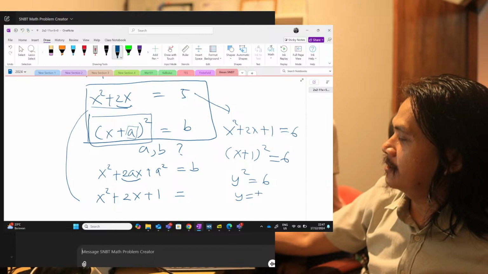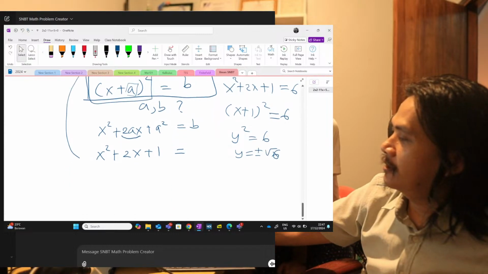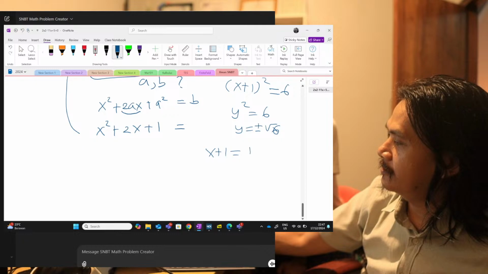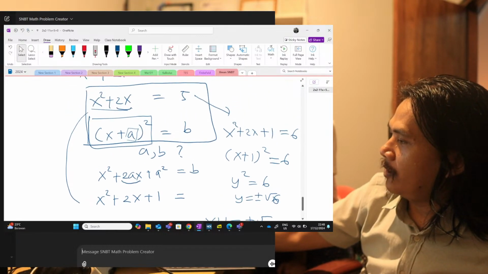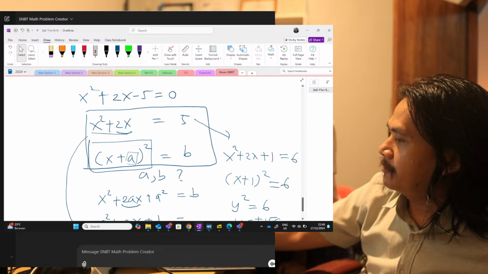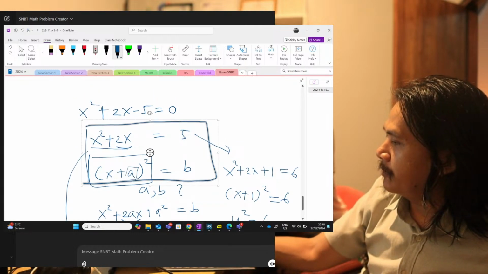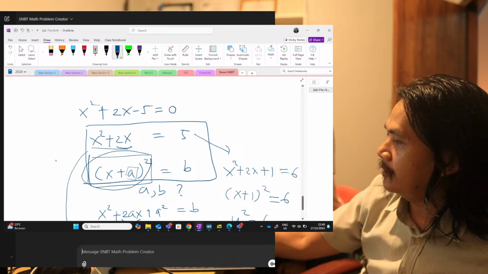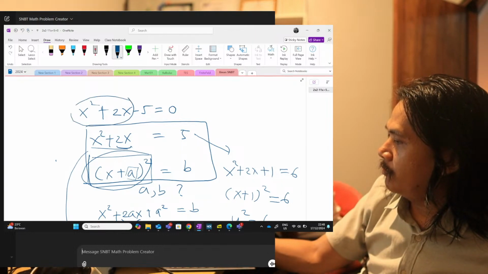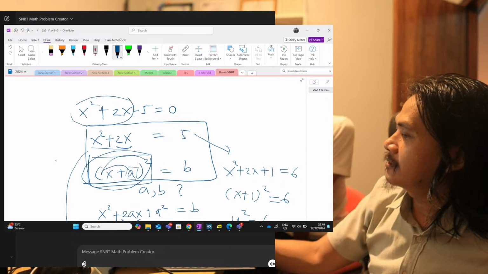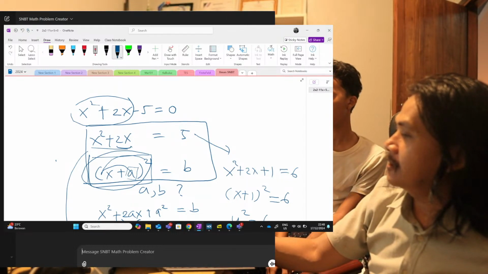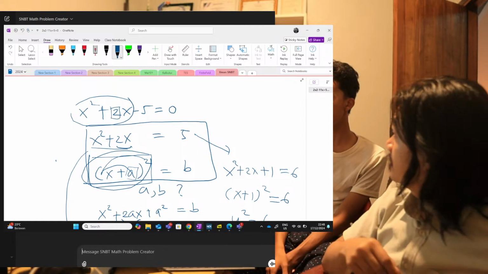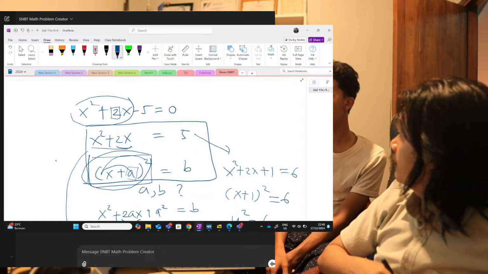Y is plus minus square root of 6. X plus 1 is equal to y squared, which is 6. X equals 1 minus 1 plus minus 6. Okay. But then we are getting smarter, right? Because if we want to do something like this and compare to that, we always do 2 times that, which is 2ax, right? So basically the 2a must be equal to that number. So a must be 1.